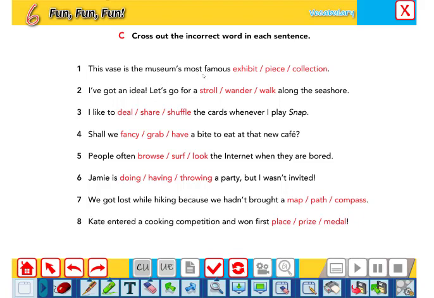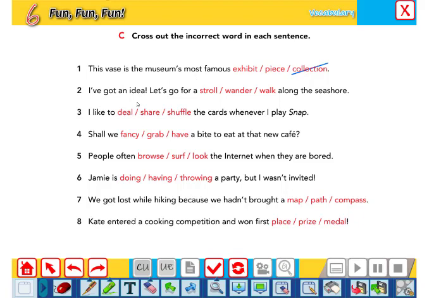It says here, this vase is the museum's most famous exhibit, piece, collection. Remember, guys, just one vase here. So that would be exhibit, which means something that we show to people, as a noun. Piece, which is also a noun, one thing we show to people. And collection. This is more of a collective noun, but it can't work here. So this one is going to be incorrect.